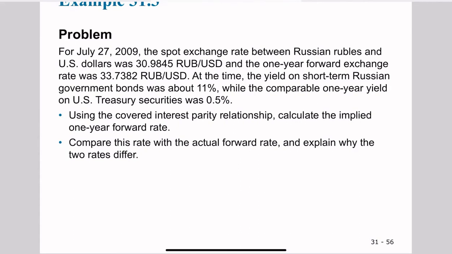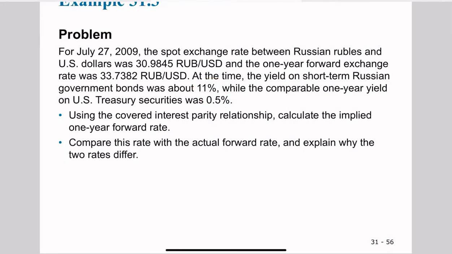First, you can see that there is a huge interest rate difference, right? The Russian government bonds have an interest rate of 11%. It's much higher than the interest rate on US Treasury securities. Potentially, you can see that this is because at that time, there was huge default risk for Russian government bonds.